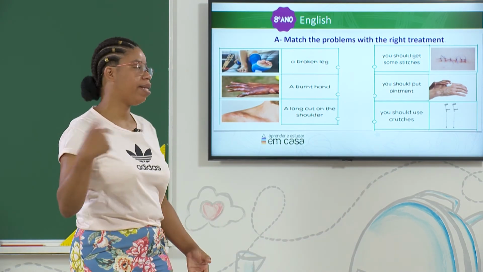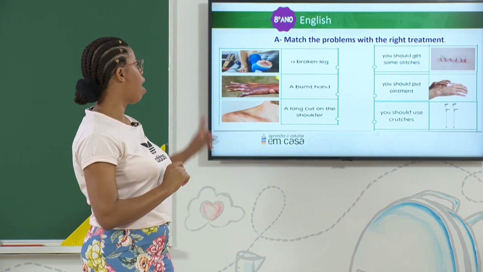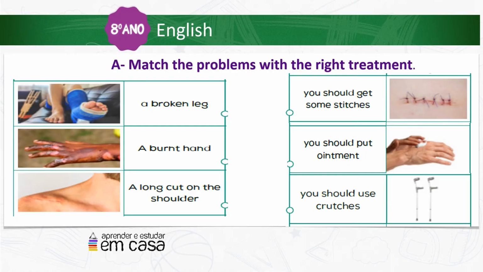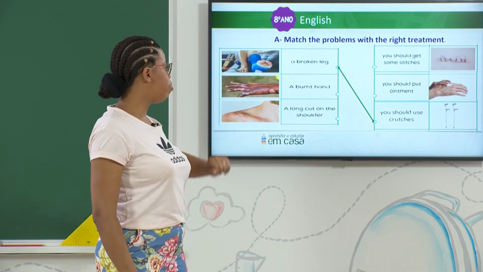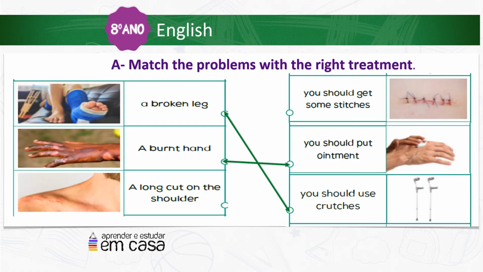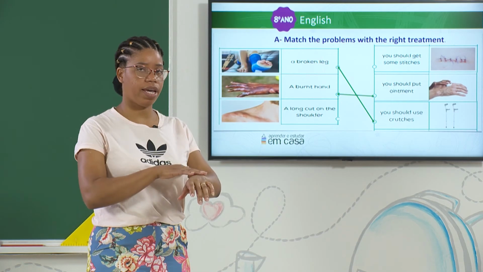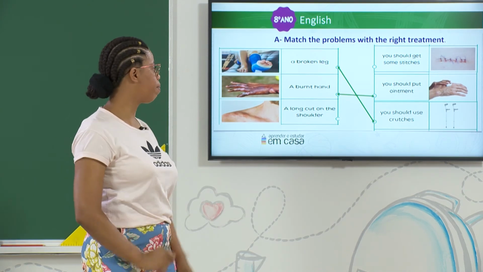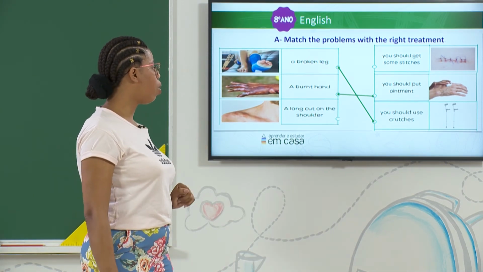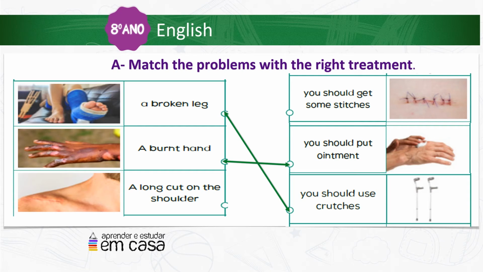Now it's correction time. Let's see what you did. The first one, a broken leg. What is the correct treatment for the broken leg? You should use crutches to help you walk if you have a broken leg. A burned hand, what should you use? You should put ointment, okay, on your skin to help it recover. Long cut on the shoulder, you should get some stitches.